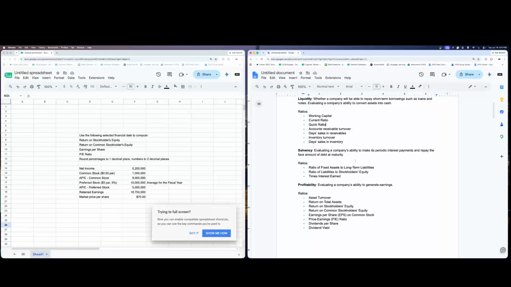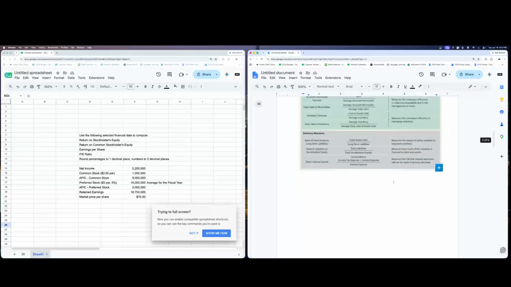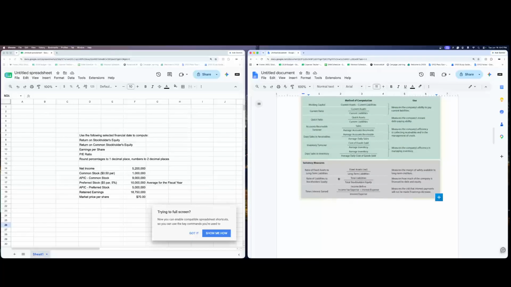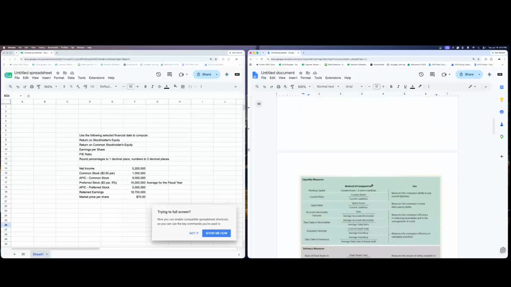And solvency: evaluating a company's ability to make its interest payments, right? How likely is it for this company to make interest payments and repay debt? Okay, so the ratios for solvency are the ratio of fixed assets to long-term liabilities, the ratio of liabilities to stockholders' equity, and times interest earned. Okay, so we can see the equations for those.